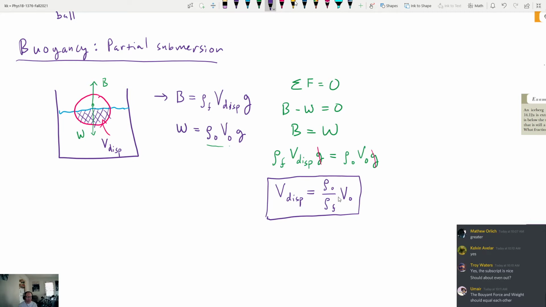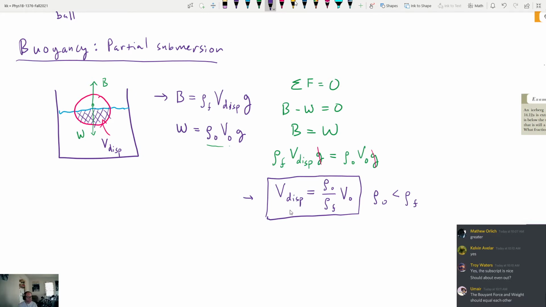This equation is really only going to work for partial submersion. It's not going to work when the density of the object is greater than the density of the fluid. In fact, you can kind of tell from this that for objects that are partially submerged, the density of the object has to be less than the density of water. Is that clear from this equation right here? Or just from thinking about it?